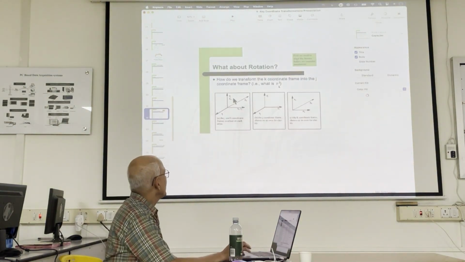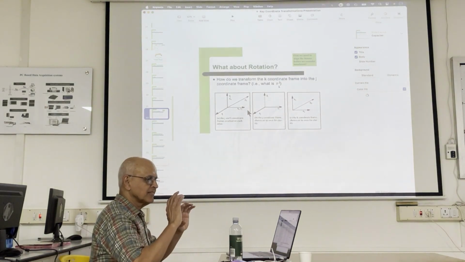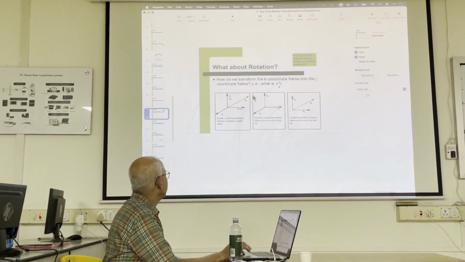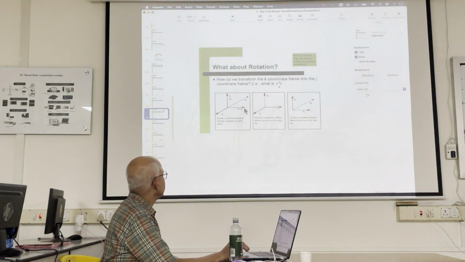So how do we transform the k coordinate frame into the j coordinate frame? What is being done here is the two frames are drawn on top of each other. If you notice, yk and yj, and there also seems to be xk and xj. Z happens to go inside. So can you see that one rotation of 90 degrees is going to align it?